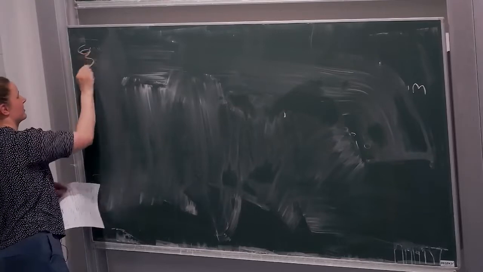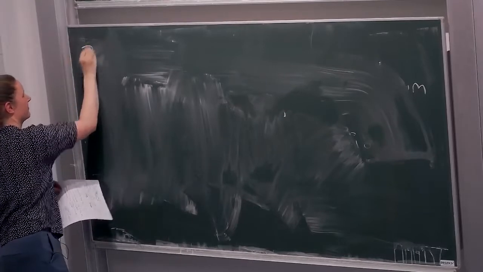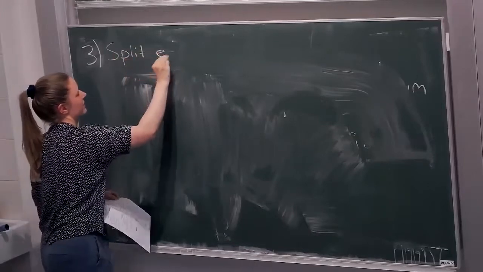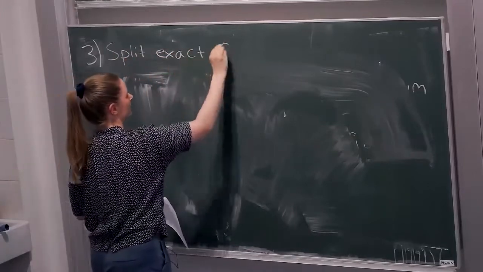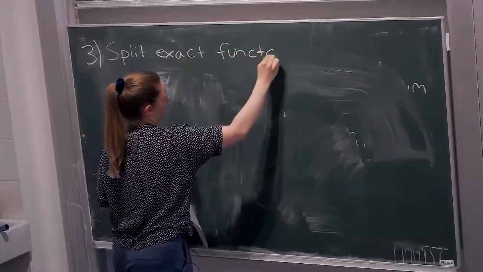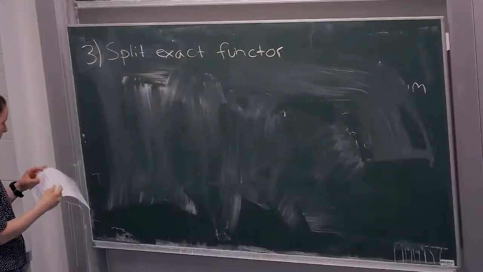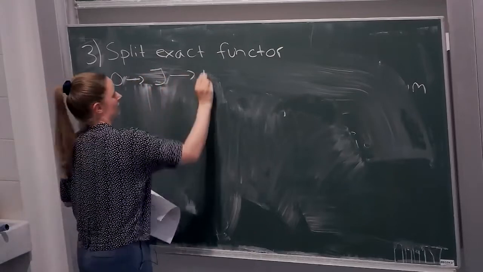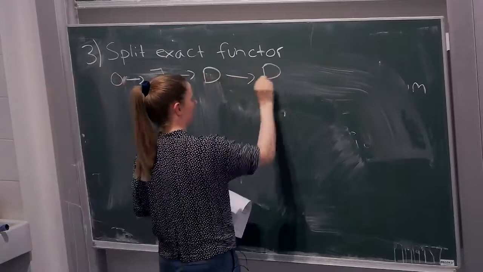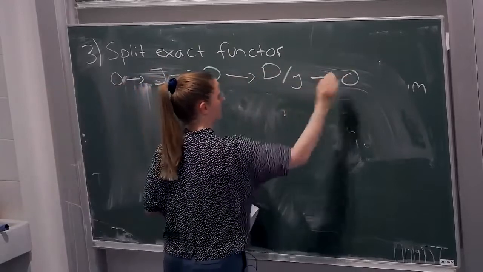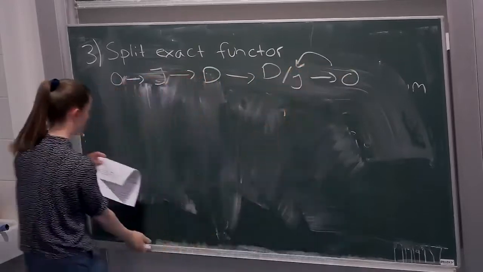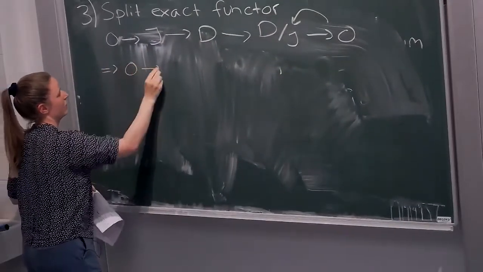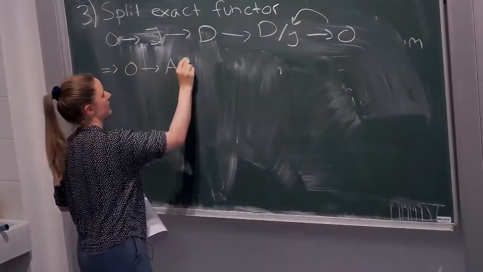Yeah. So the last condition is split exactness. So it should be a split exact functor. So if we have a split exact sequence of C*-algebras, then we also get a split exact sequence like this.